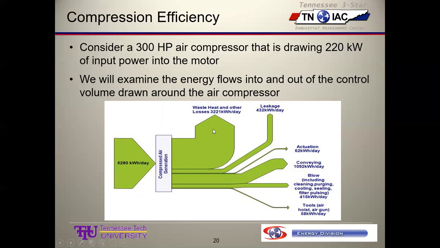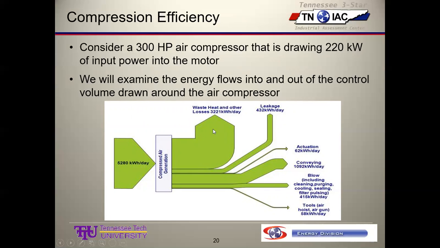Well, our waste heat on this diagram is showing 3221. So 3221 divided by 5280, that's showing 61% going directly to waste heat and other losses. Okay, well, leakage, that would be leaks out in the system. And so what is that? That's not quite 10% in this case. I may or may not agree with the previous slide, but anyway, you see this sort of thing.